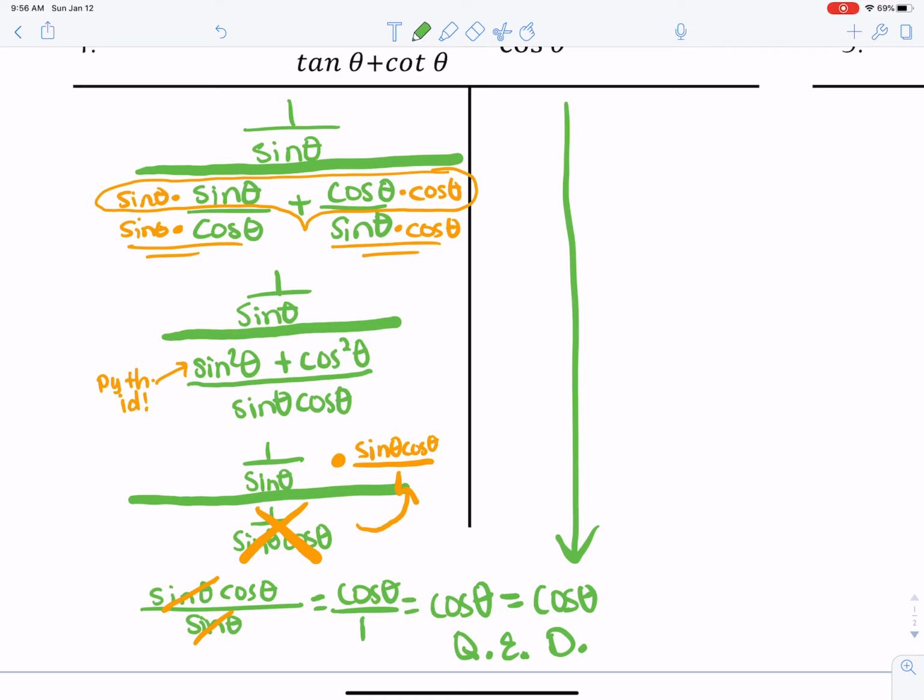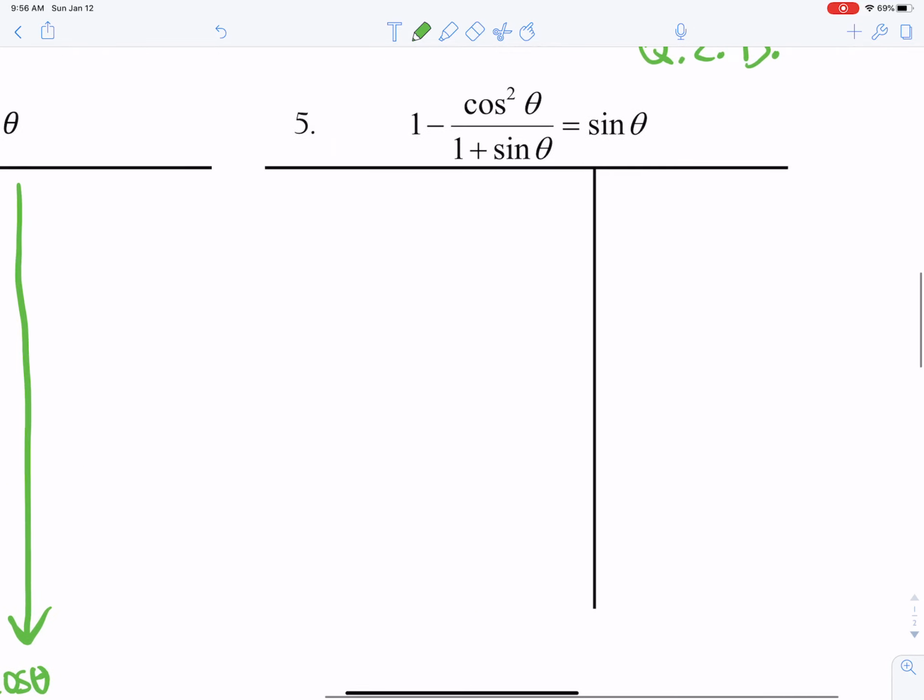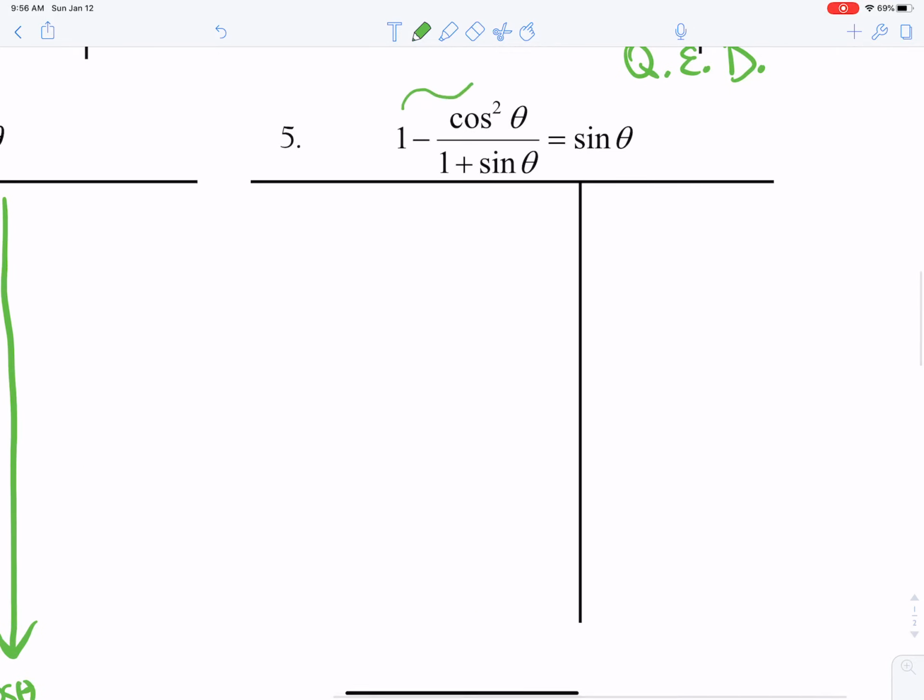Last example. Let's see what we can do. Oh, we definitely can tell which side is the most complicated. All right, let's see. Distribute or multiply, can't do that. Sines and cosines, yeah, but I've got that 1 out there. Denominators, oh, I might need to get a common denominator. So let's make that 1. Then our common denominator would be multiplying 1 plus sine theta times 1 plus sine theta again.